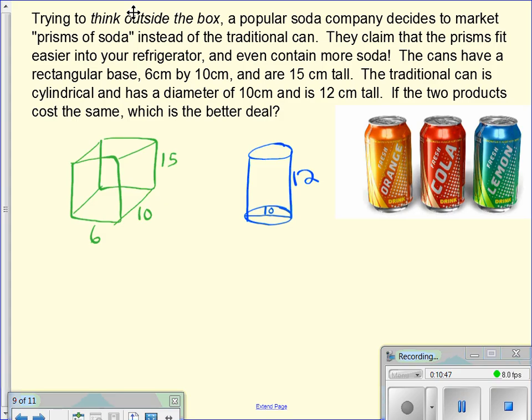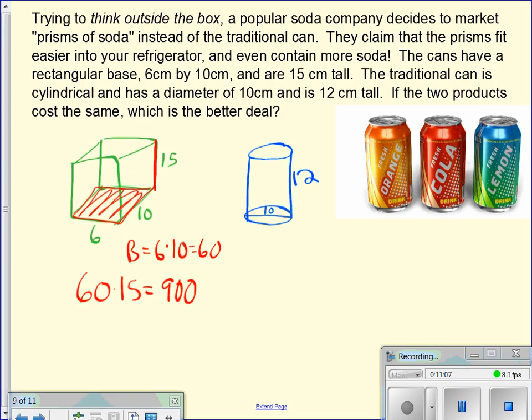So I first want to find, let's go red, the area of my base, which is this down here. The area of that is 6 times 10, or 60. Awesome. To find the total volume, I do 60 times 15, which gets me 900 cubic centimeters of soda. That's a lot of soda. All right, let's see, though, what it is for the can.